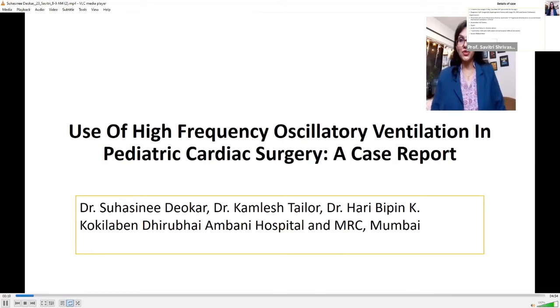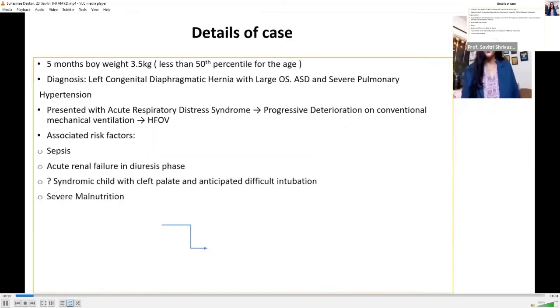5-month-old male child weighing 3.5 kg. His weight is less than the 50th percentile for the age. He was a diagnosed case of left congenital diaphragmatic hernia with large ostium secundum ASD with severe pulmonary hypertension. He presented with acute respiratory distress syndrome. There was a progressive deterioration on conventional ventilation and hence he required HFOV.